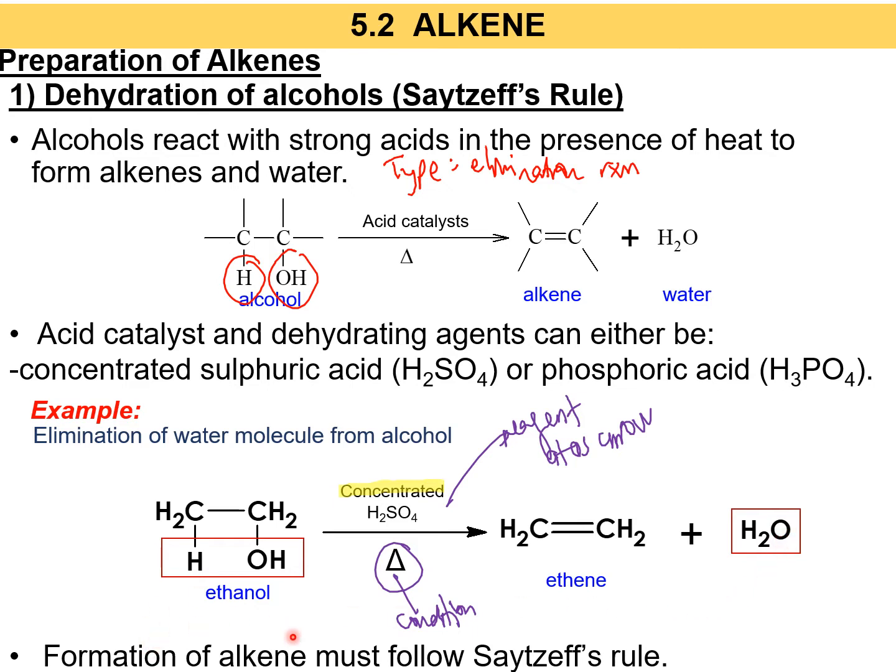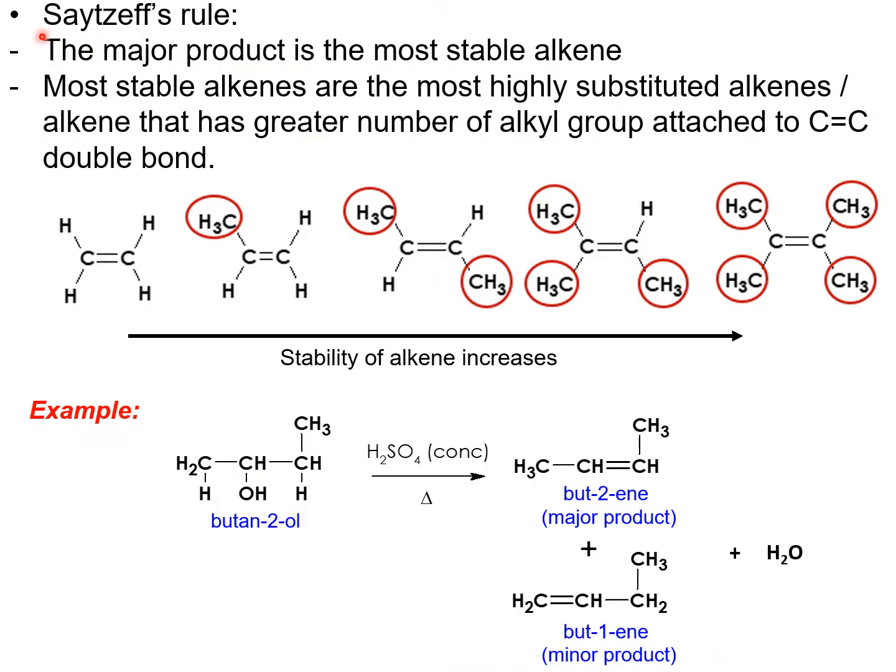Okay, formation of alkene yang di mana di bawah dehydration of alcohols ni must follow the Saytzeff's rule. Okay, previously we have talked about Saytzeff's rule. So what is Saytzeff's rule? So basically Saytzeff's rule ni dia adalah rule di mana bila you buat dehydration of alcohol, you kena form the most stable alkene as the major product. Apa tu most stable alkene? Most stable alkene ni bila carbon-carbon double bond tu dia banyak alkyl group yang attached to it. Okay? Dia adalah the most highly substituted alkenes.